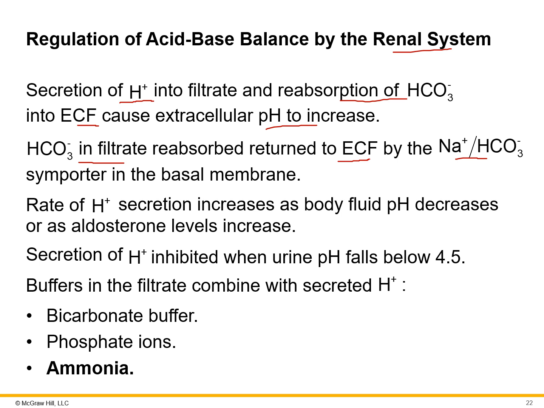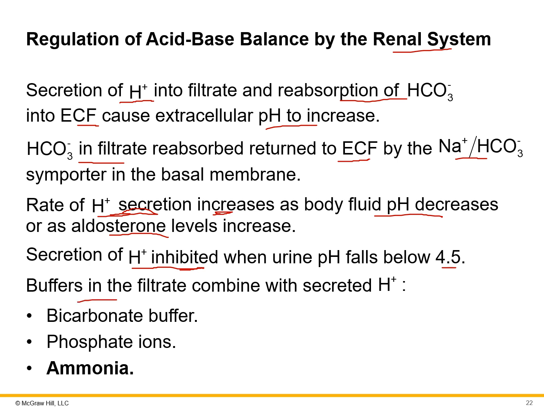So the rate of hydrogen ion secretion increases. So we're looking here at an increase as the pH decreases. So if our pH is low, that means we have too many hydrogen ions in our circulation. So that's going to trigger the urinary system to get rid of those hydrogen ions. Also, aldosterone levels increasing will have that same effect. So secretion of hydrogen is inhibited when the urine pH falls below 4.5. So that's going to stop that secretion.